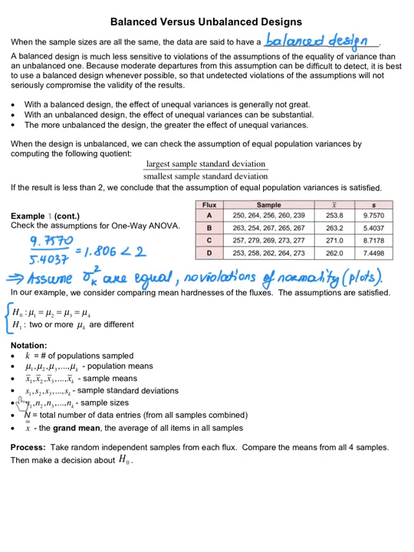S represents sample standard deviations. A lowercase n represents sample sizes. Uppercase N represents the total number of data entries from all samples combined. And X double bar is the grand mean, which means the average of all items in all samples combined.